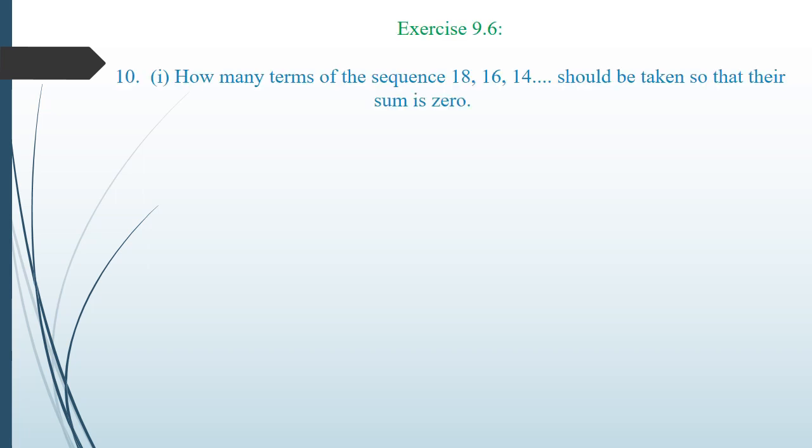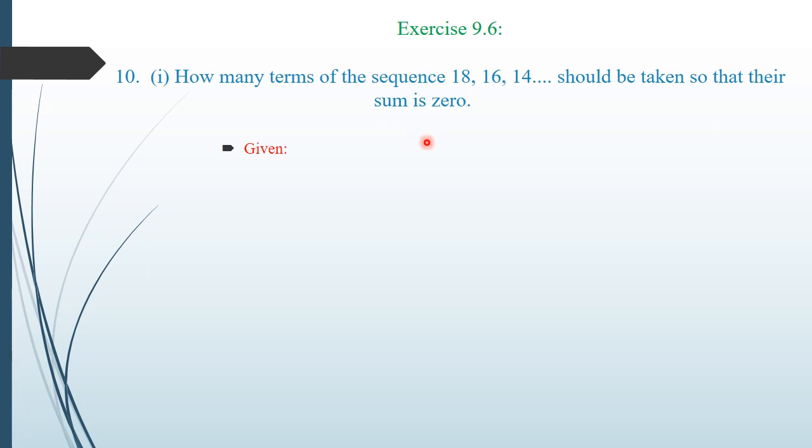So the first question of this part of the exercise is going to be question number 10. Within this question there are 5 sub questions. Let us look into them one by one. First sub question says, how many terms of the sequence 18, 16, 14 and so on should be taken so that their sum is going to be equal to 0? Means here he has given an AP and he wants us to calculate how many terms we need to consider in order to make the sum of this AP 0.